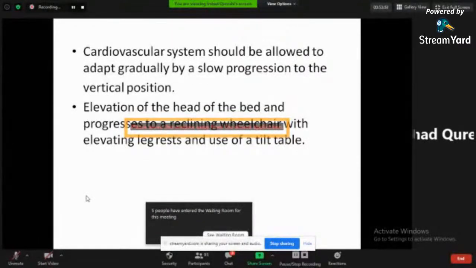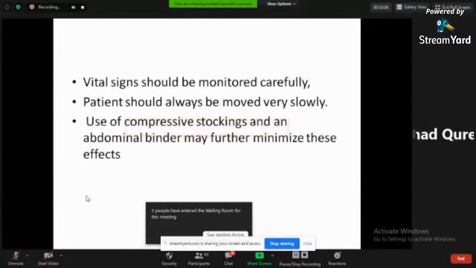Along with that, you need to monitor vitals like heart rate, blood pressure, etc. The patient should always be moved very gradually and slowly, and use of compression stockings as well as an abdominal binder may further minimize these effects.